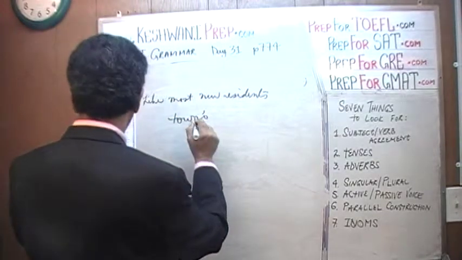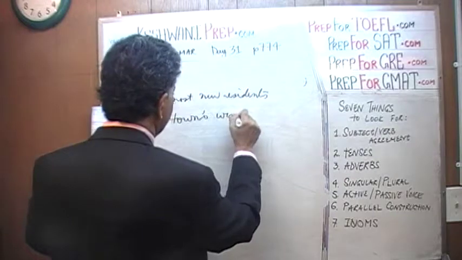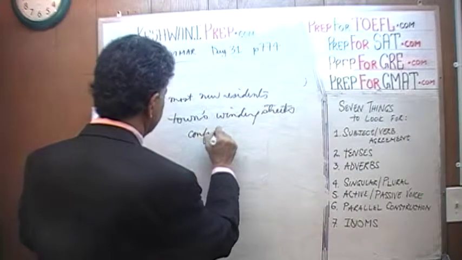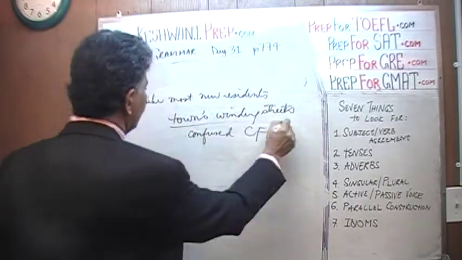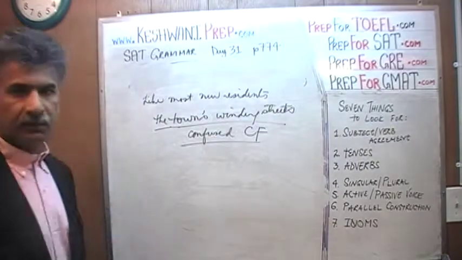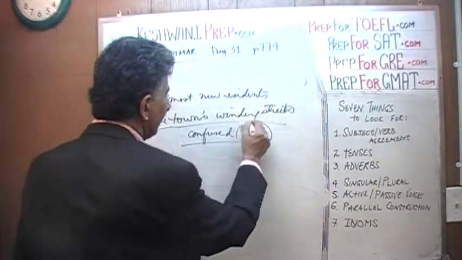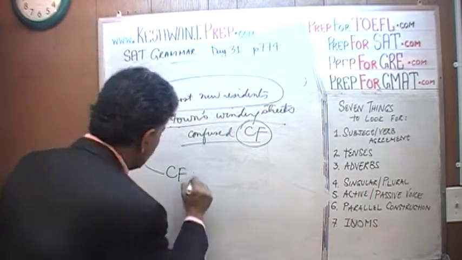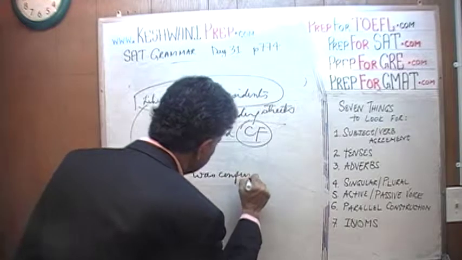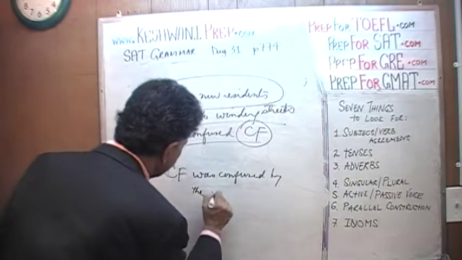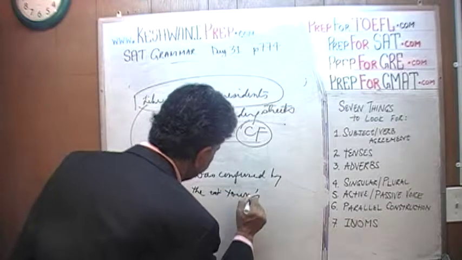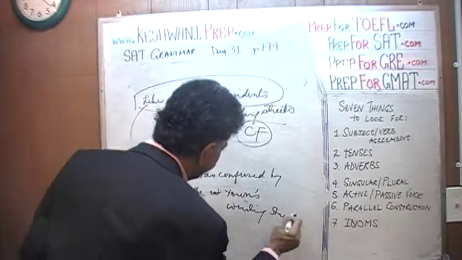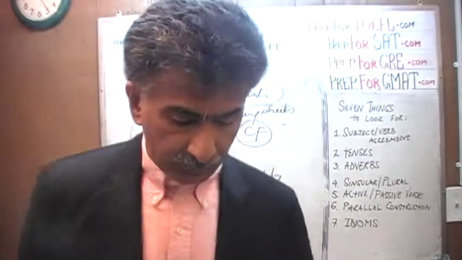Town's winding streets confused Curtis' family. Town's winding streets confuse Curtis' family. That's not it. We need the family's name mentioned next. Like most new residents, Curtis' family was confused by the town's winding streets. They were confused by the town's winding streets.